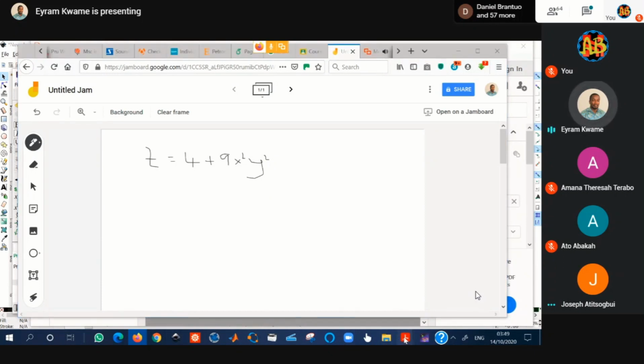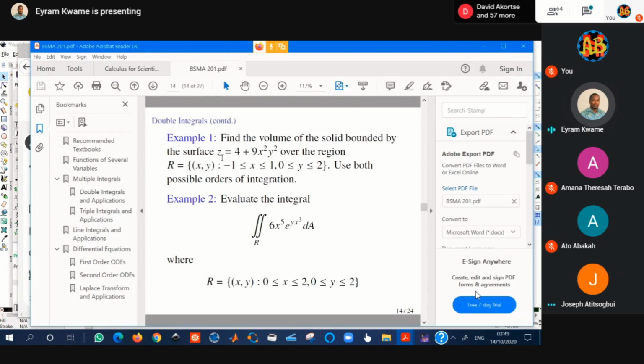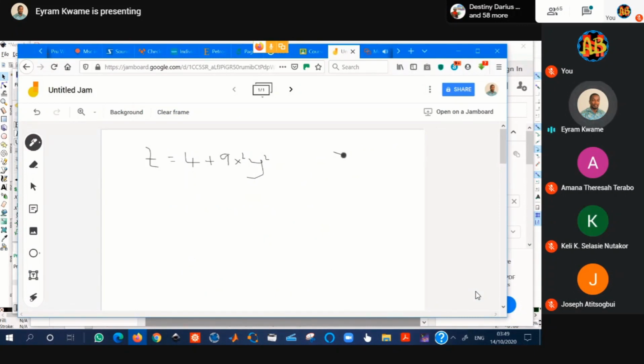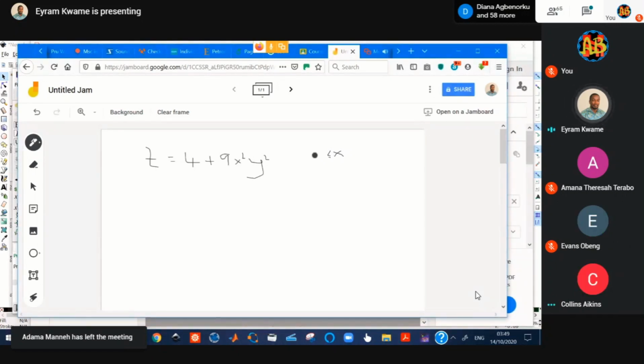I am supposed to find, please let's go over the question again. The question says: find the volume of the solid bounded by the surface over the region this. And I've been told that x is between -1 and 1, y is between 0 and 2. So I have a situation where x is bounded between what? Less or equal to -1.